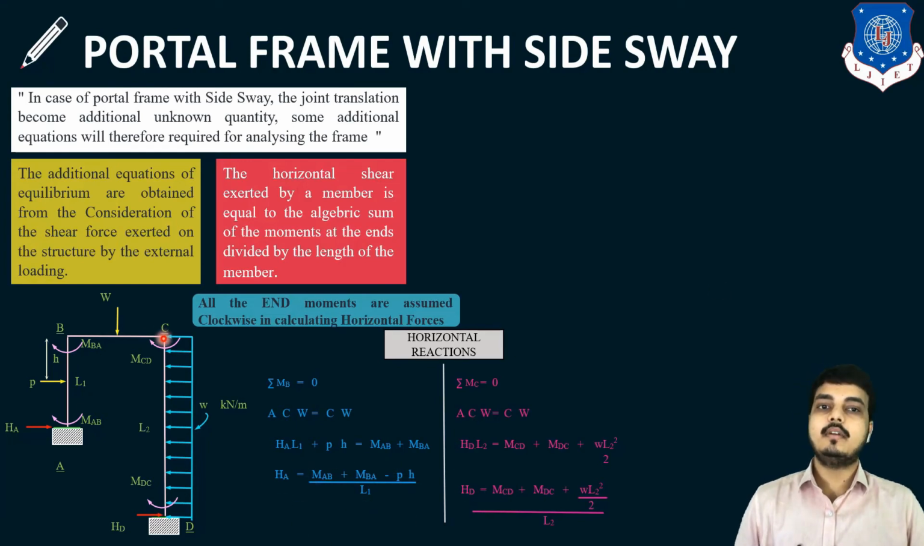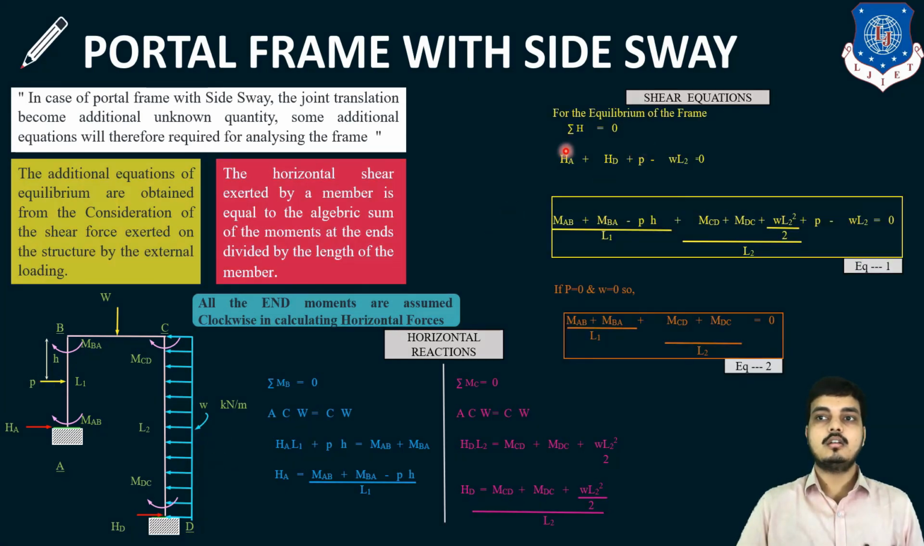Similarly, we can find HD by taking the summation of moments at C equals 0. Here MDC and MCD and this entire UDL, W into L2 square by 2, are going in the clockwise direction, and only this HD into L2 is going in the anti-clockwise direction. So we can form an equation for HD equals MCD plus MDC plus W L2 square by 2, divided by L2. So with the help of these two reactions or shear forces, we can form an equation for our unknown which is likely to occur on this frame.